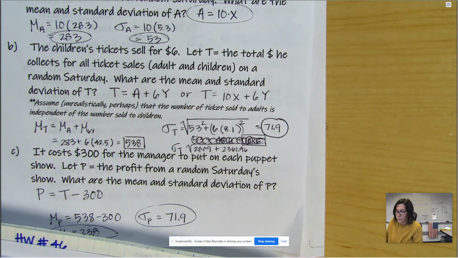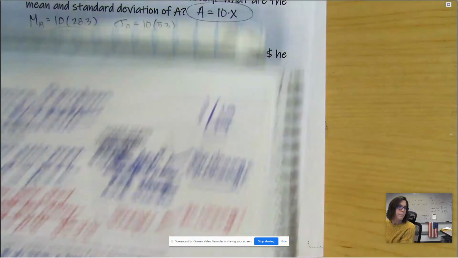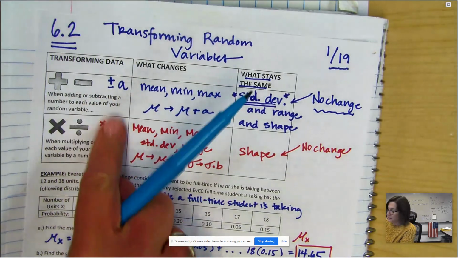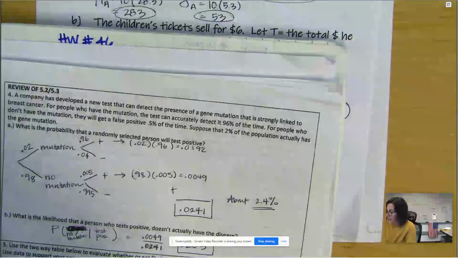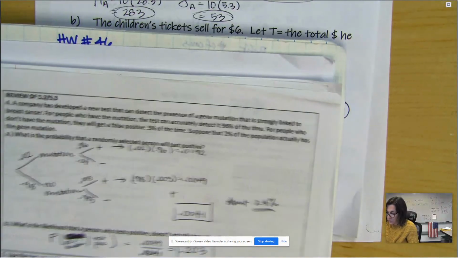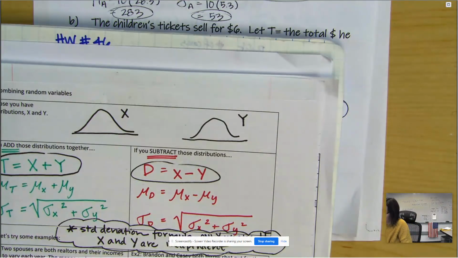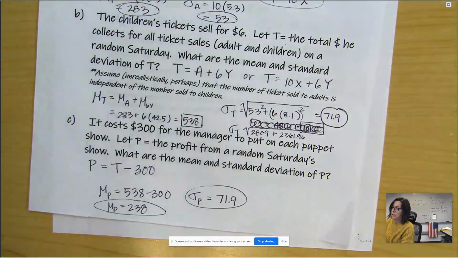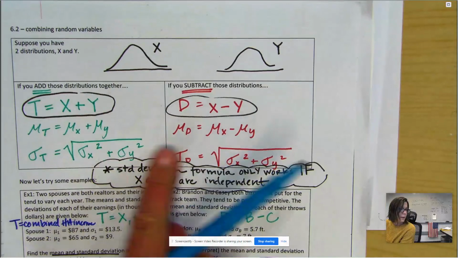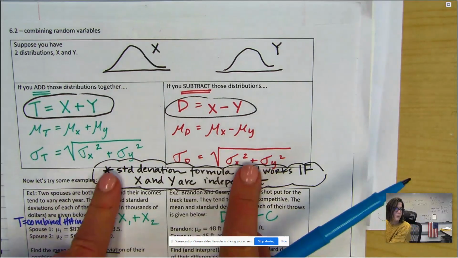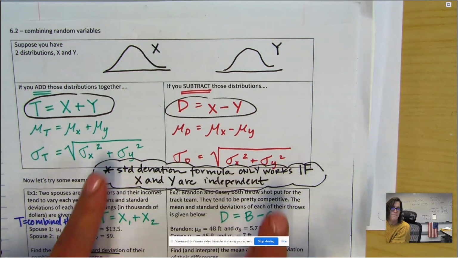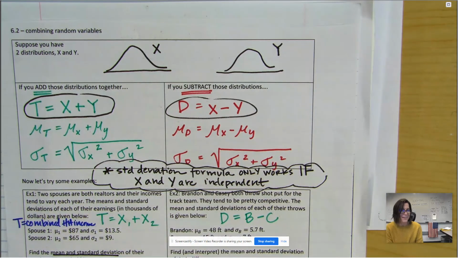Transforming variables was just this, but that is different than combining. And combining is where we had these awesome variables and these equations here. Okay. And that's where those weird standard deviation formulas come in.